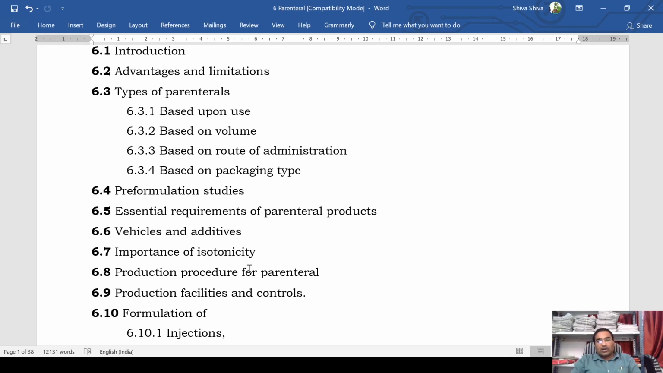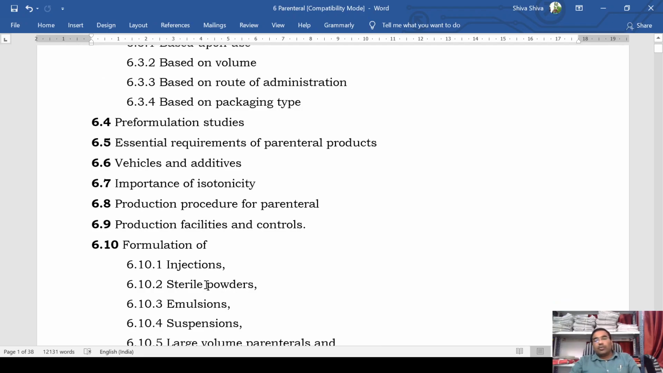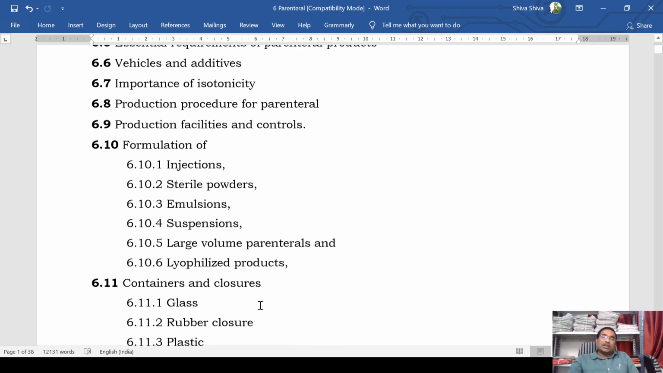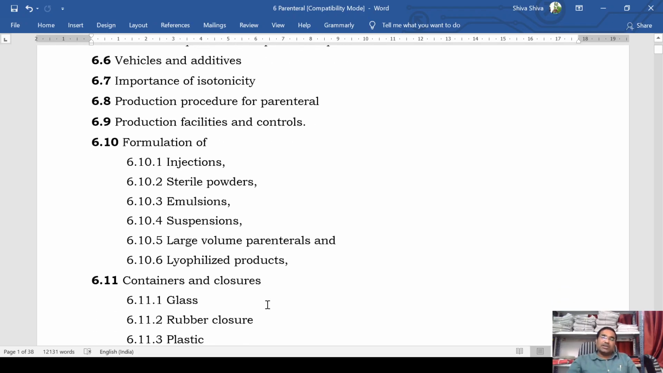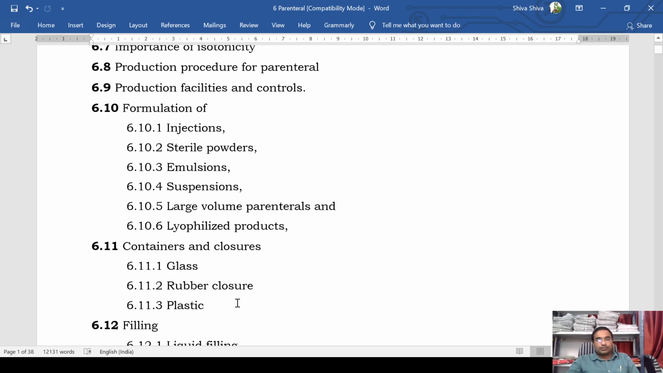procedure of parenteral, what are the steps which are involved in the production or preparation or formulation of parenteral product, then production facilities and their control, what are the different production facilities which are required for the formulation of parenteral product and how to control these production facilities. Then formulation of different parenteral products like injection, sterile powders, emulsions, suspensions, large volume parenterals, and lyophilized products.